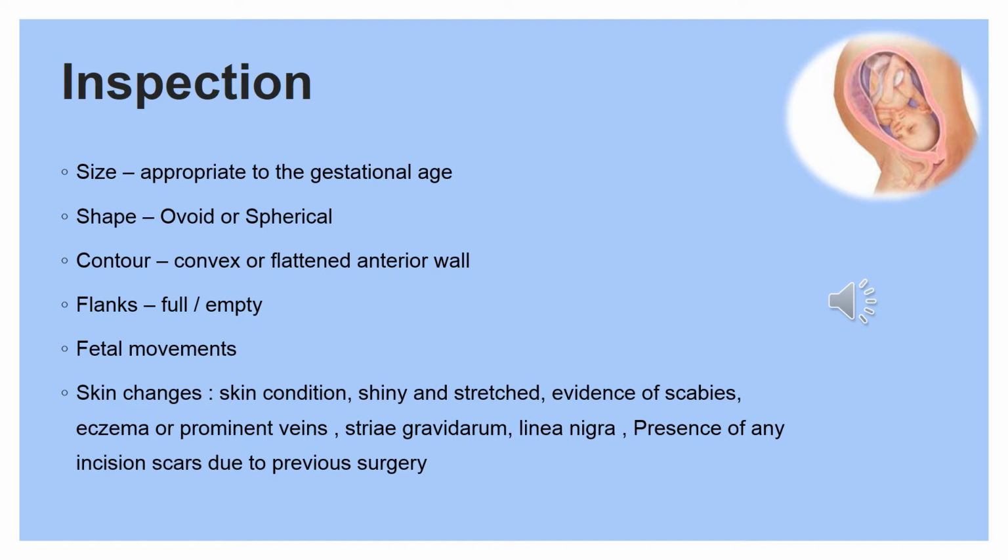Next one is flanks, whether the flanks are full or empty. Then is there any visible fetal movements present? That also should be noted. And skin changes. You have already studied about the striae gravidarum and linea nigra. So observe whether there are any skin changes present for the mother, or some of the women may have a previous surgical scar. So you have to note all these things when you do the inspection.